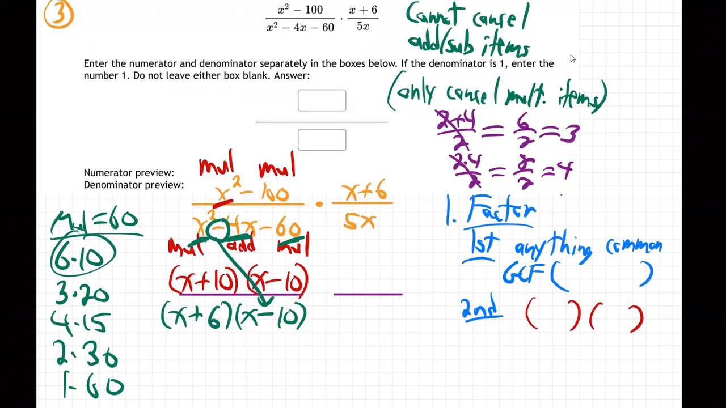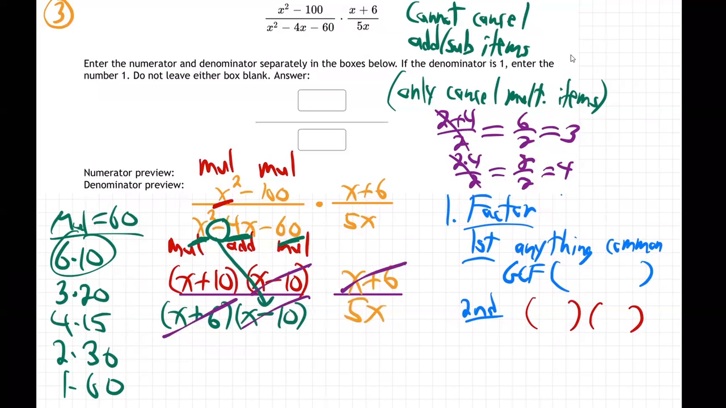Okay. Now, what about the other one? Well, that just comes down, x plus 6 and 5x. Those can't factor. And now we're ready to cross cancel. You see how we're going to cross cancel? See what's going to happen? X plus 6 is canceling x plus 6. And x minus 10 is canceling x minus 10.